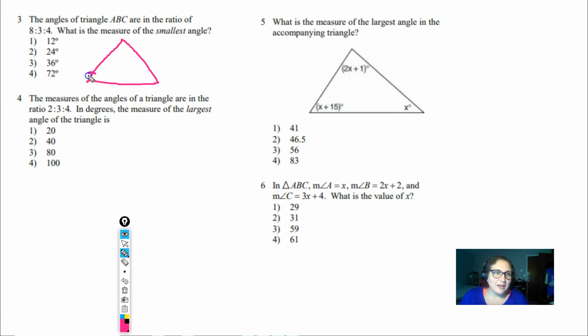Okay, so here we've got 8x is here, 3x is here, and 4x is here. Okay, so since we know that a triangle has all 180 degrees, what that means is we're just going to set up an equation. We're going to write down 8x plus 4x plus 3x is going to give you 180.